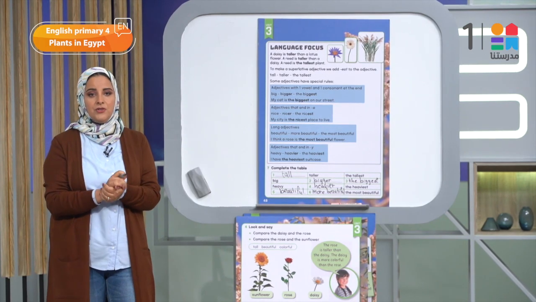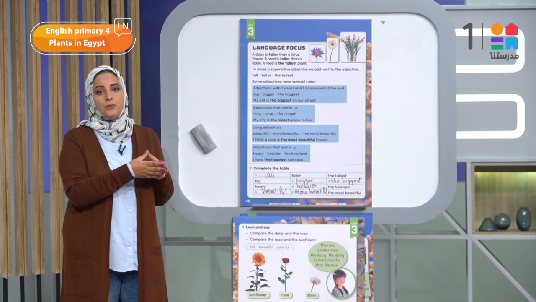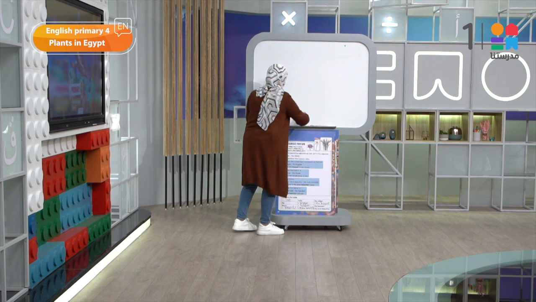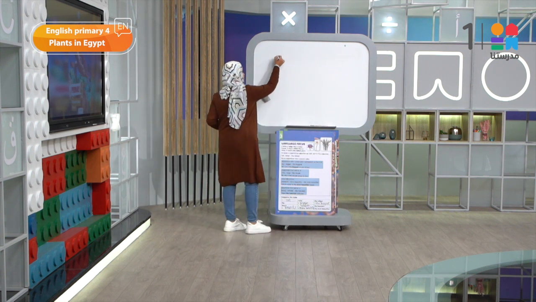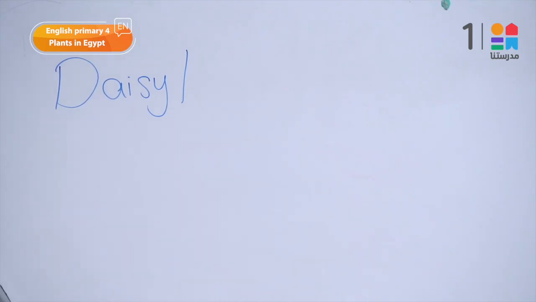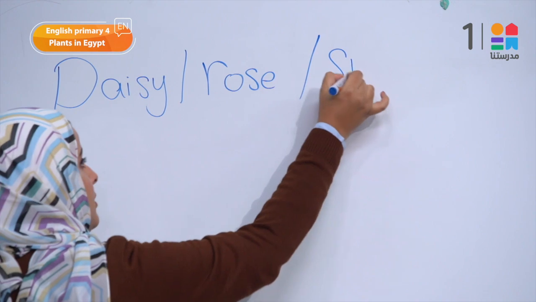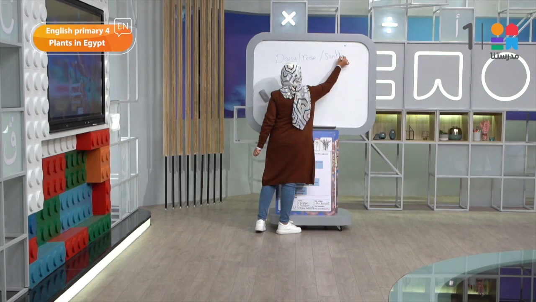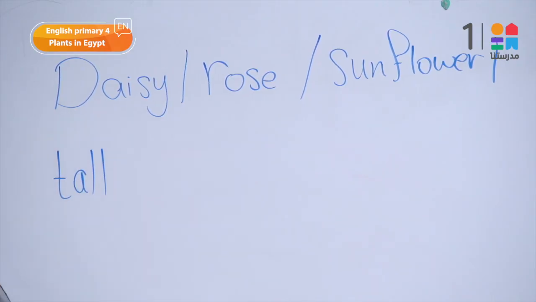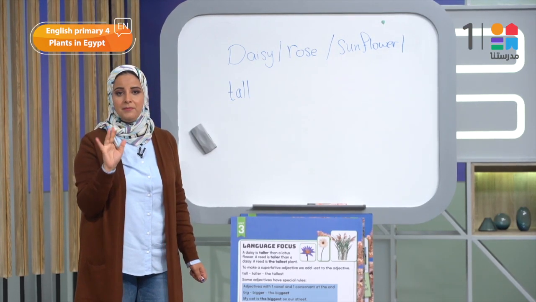You are super students today. Now, my dear students, please have a look at the example that I'm going to write on the board. Daisy, rose, sunflower, and tall. Tell me how to compare between them. Think and take your time.